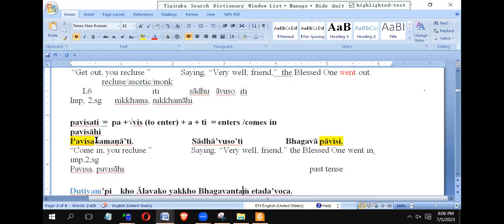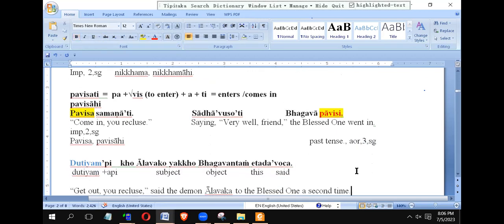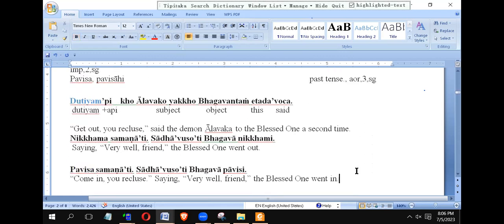Now, pavisa, come in. This one we already covered last week. Pavisa, come in, imperative singular, right? But the Buddha pavisi. So it's the aorist third person singular, which we cover today. Okay, so this one, you can see, ending with the i sound, is third person singular. So this one is also the same. This is a past tense, aorist here, with the i here, nikkhami.